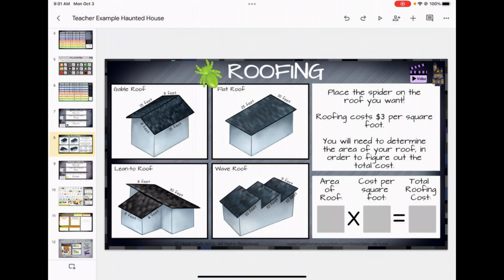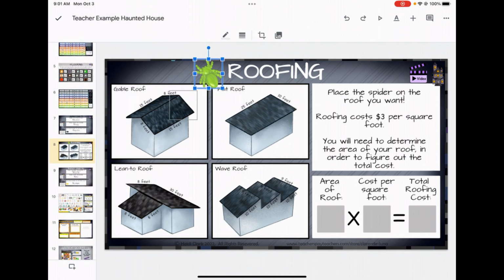Hi everybody, we're designing our haunted house and today we're going to put on the roofing. I'm going to pick the roof that I like the best and try to visualize what my haunted house would look like. We have a gable roof, that's one of our options, flat roof, a lean-to roof, and a wave roof. So you're going to move the spider to show which one you would like for your haunted house.